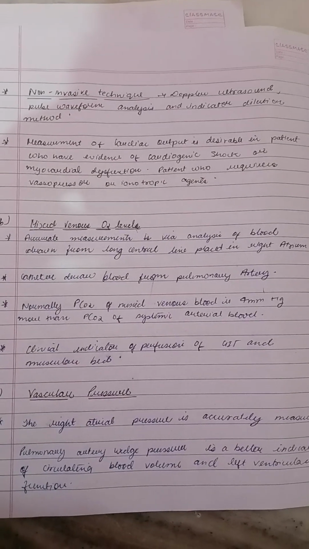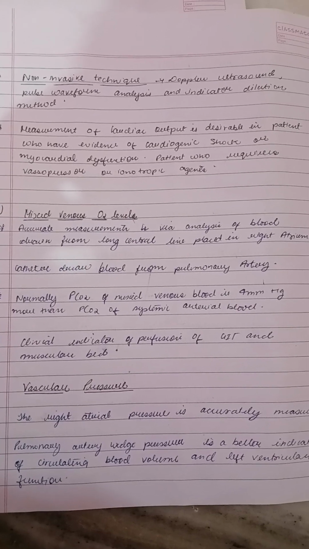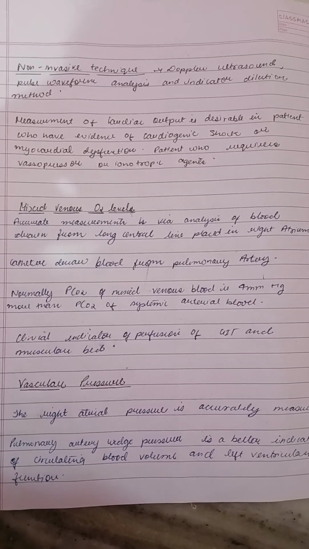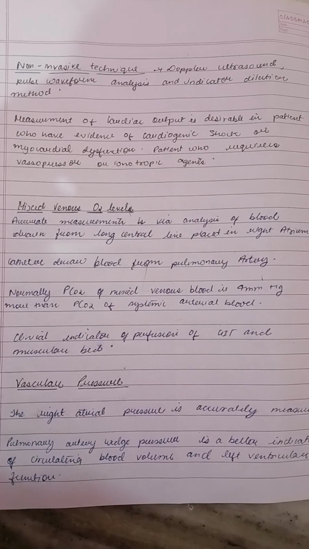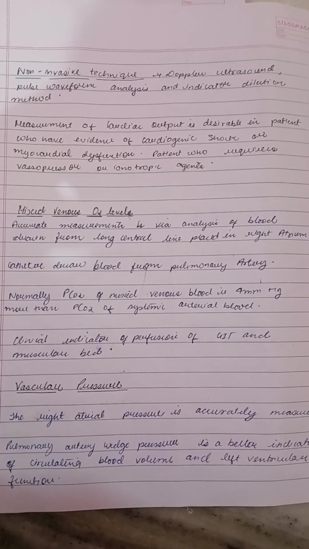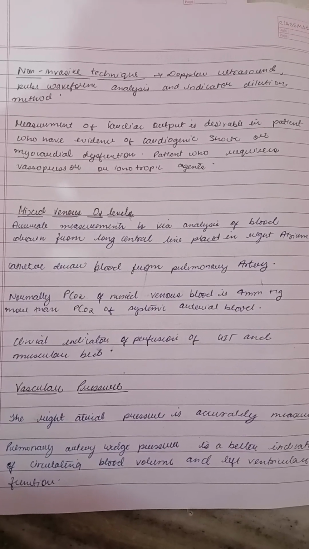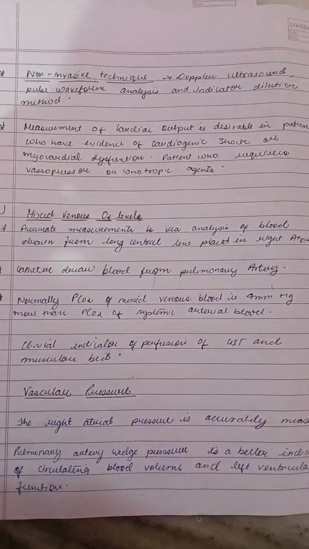What are the non-invasive techniques? The Doppler ultrasound, pulse waveform analysis and indicator dilution method are the non-invasive techniques for measuring the cardiac output. Measurement of cardiac output is desirable in patients who have evidence of cardiogenic shock or myocardial dysfunction, and patients who require vasopressor or inotropic agents.